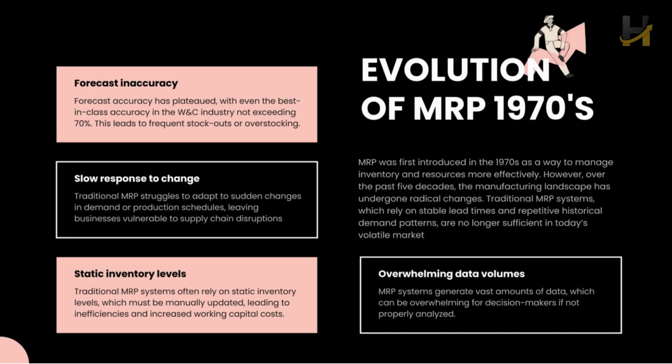Fourth is the product life cycle. Fifth is the product variety. Sixth is the forecast accuracy. And seventh is the inventory turns.